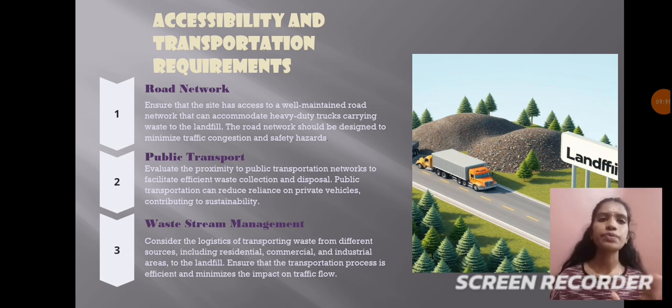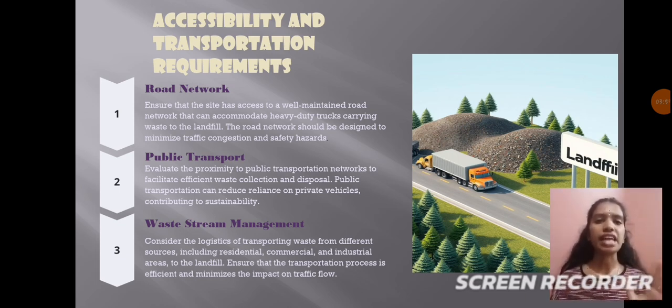Accessibility and transportation requirements. First, road network. Ensure that the site has access to a well-maintained road network that can accommodate heavy-duty trucks carrying the waste to the landfill. The road network should be designed to minimize traffic congestion and safety hazards.